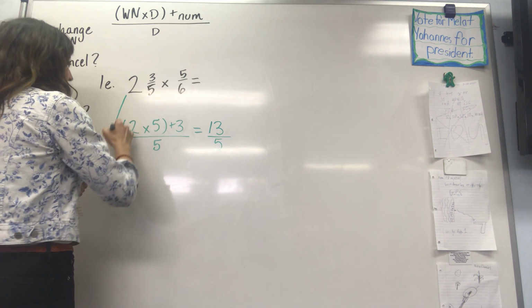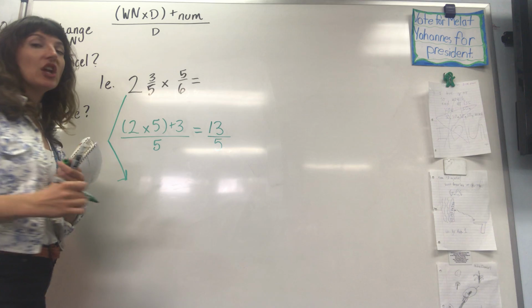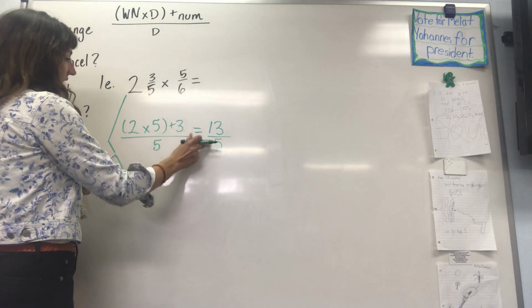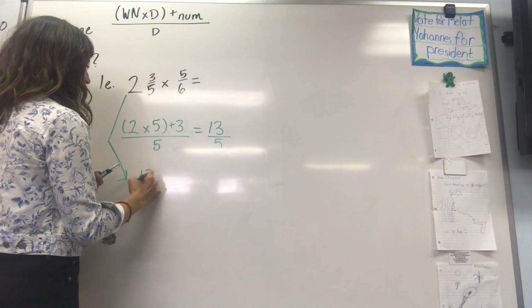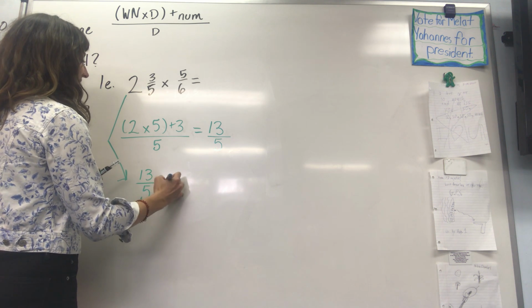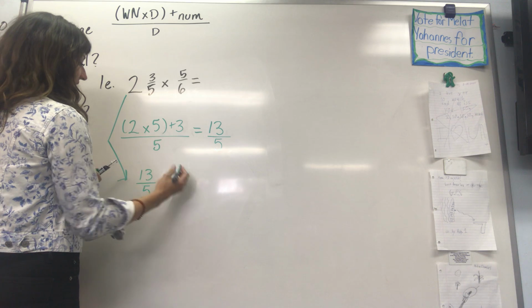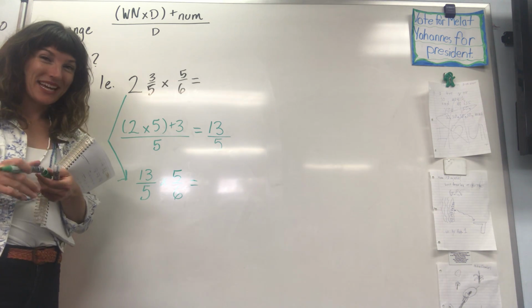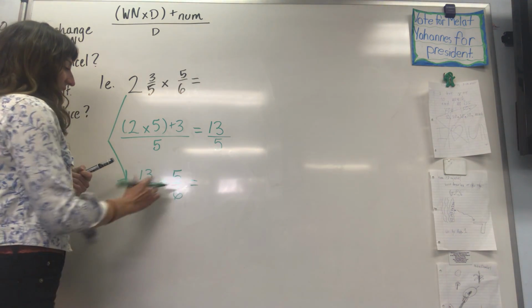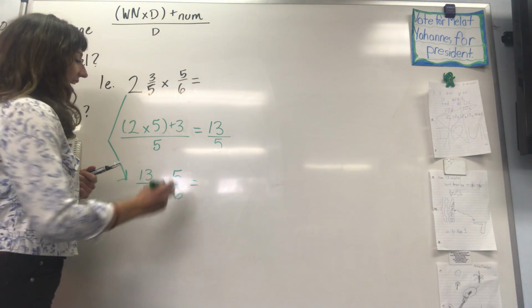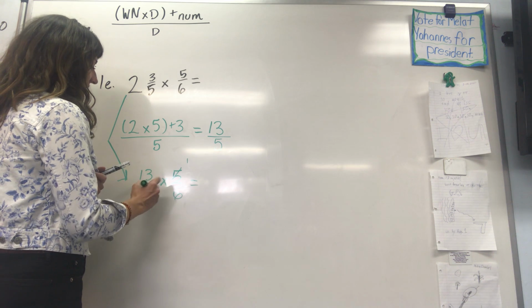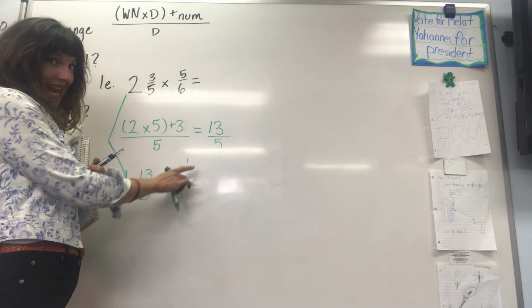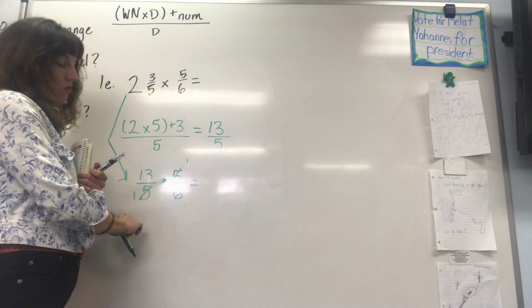Now, rewrite your equation using your fraction. So this is now this: 13/5 times 5/6. All right, check this out. Can we cancel anything? I think we can. 5 and 5, booyah! That becomes a 1. That becomes a 1. Why? Because 5 divided by 5 is 1, and 5 divided by 5 is 1.